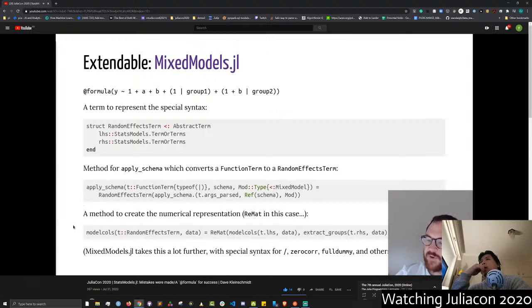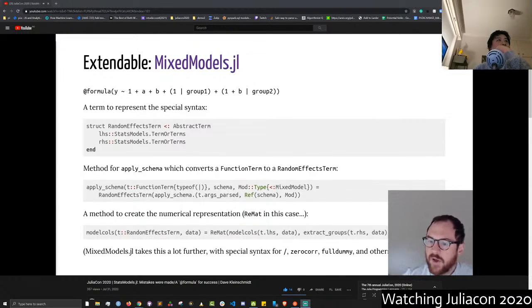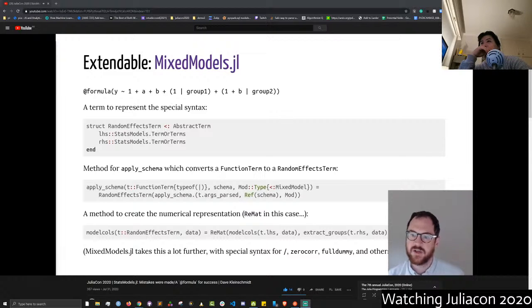And then finally, you need a method for actually creating the numeric representation, the specialized numeric representation of it. So in MixedModels, this is a specialized structure called a ReMat that takes advantage of some of the special structure of the regression problem to create an efficient sort of sparse representation. Now, MixedModels goes way beyond this actually and overloads a bunch of other things too. So it overloads the slash to represent kind of nesting, so you can nest groups within other groups. It also defines special functions like zerocorr and fulldummy, which are important for controlling the variance-covariance structure in the groups.